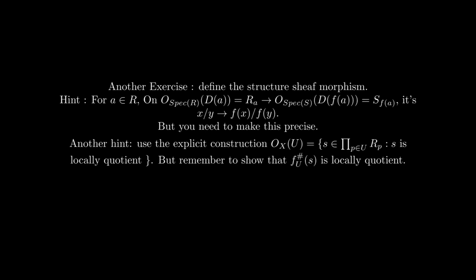Try defining the structure sheaf pullback morphism. Hint: on D(a) to D(f(a)), it's R localized at a to S localized at f(a). Try x divided by y goes to f(x) divided by f(y). Show how this extends to a pullback morphism on arbitrary open sets.